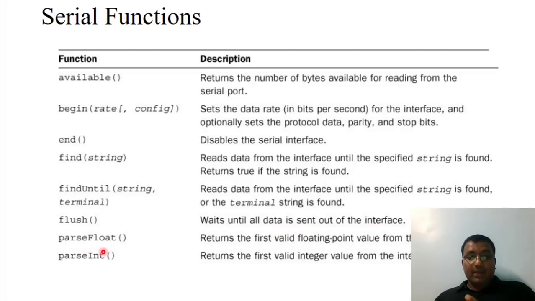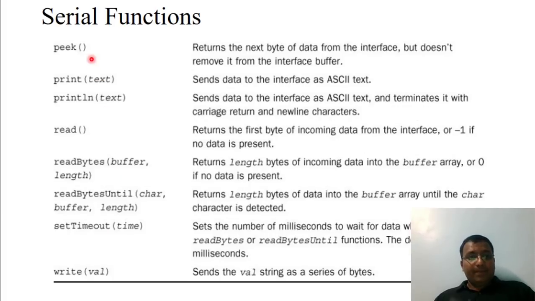parseFloat, again this is an important function. parseFloat returns the first valid floating point value from the interface. Then parseInt returns the first integer value from the interface. To receive the integer value and the floating point value, we are going to use parseFloat and parseInt. Then there is peek, which we have seen now. Print and println we have already done. With read, it returns the first byte of incoming signal from the interface.